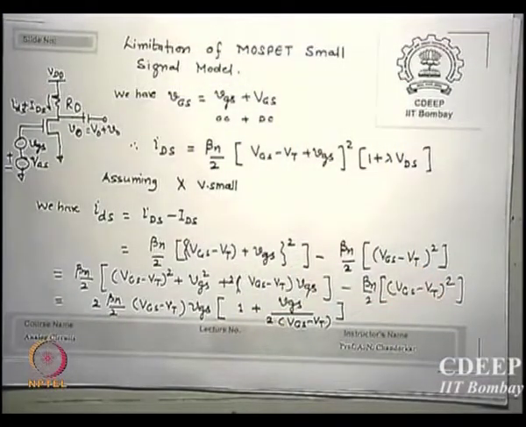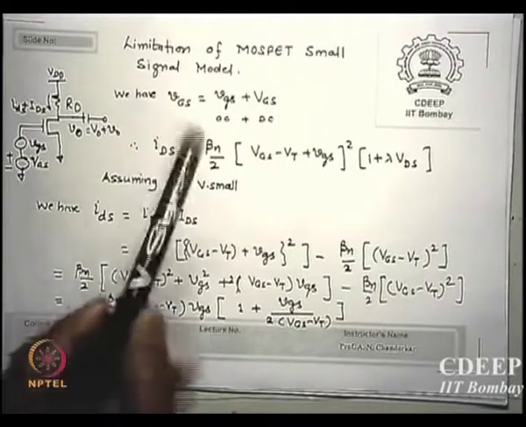Okay, let's look for limitations as we did for bipolar. What is the bipolar limitation? I say how much should the signal be? Less than kT by Q, sufficiently smaller than kT by Q. Let's see what happens in the case of MOSFET.